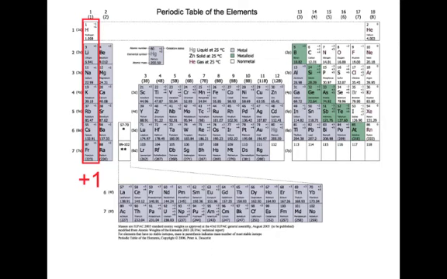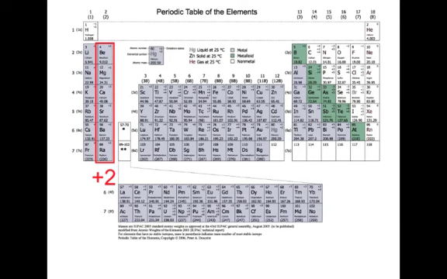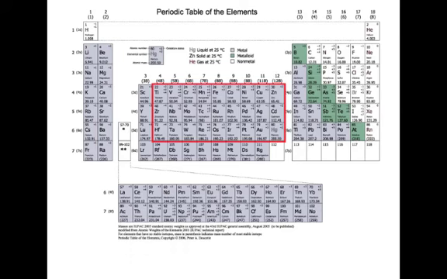Those in group 1, not the case. They only lose 1 electron in their outer valence shell, therefore have a charge of plus 1. Again, the exception to that being hydrogen. We see those in the second group will lose both of their electrons from their outer valence shell and form ions that have a charge of positive 2. We see this trend continue until we hit this area called the transition metals. And you'll notice in the transition metals, many of these have 2, 3, 4 possible charges that they might form. And again, this has to do with the electron configuration of that particular atom.